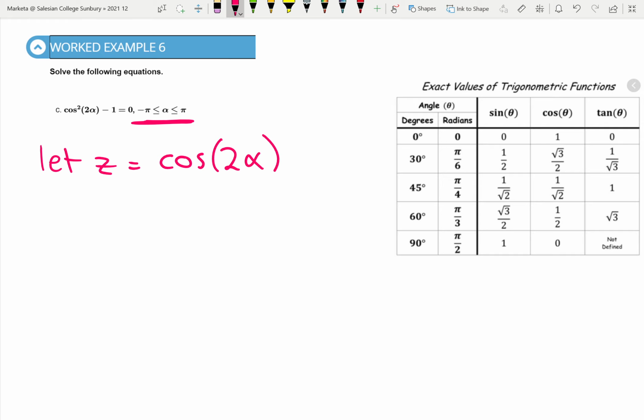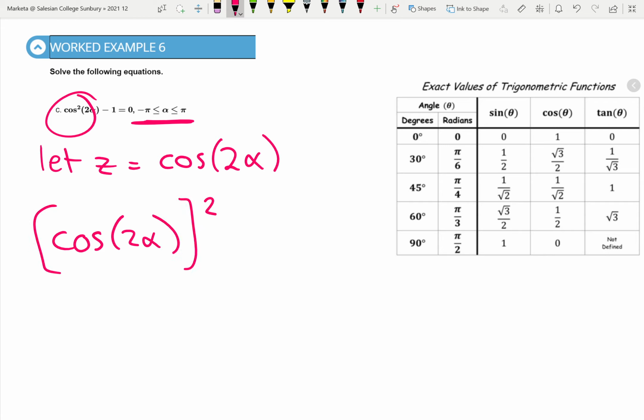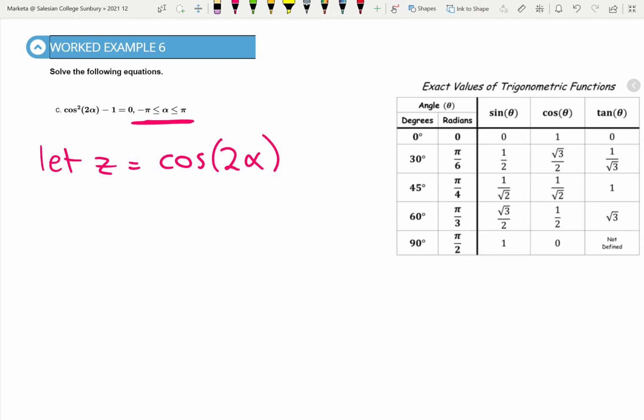And look, if you're not happy with it looking like this, you could write this as cos 2 alpha, all squared. And some people benefit from doing that, especially in the beginning, because it's a little tricky sometimes to note that the cos squared of alpha or whatever it is, is the same as that. So I won't do that, but it's something to keep in mind if it makes more sense to you. So if z is cos of 2 alpha, we've got, therefore, z squared minus 1 equals 0. And again, you can use any pronumeral, you don't have to use z.